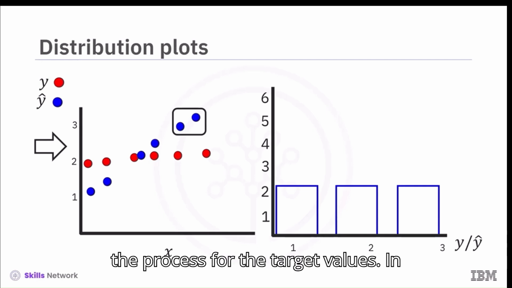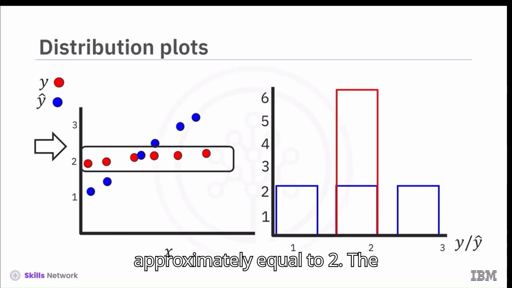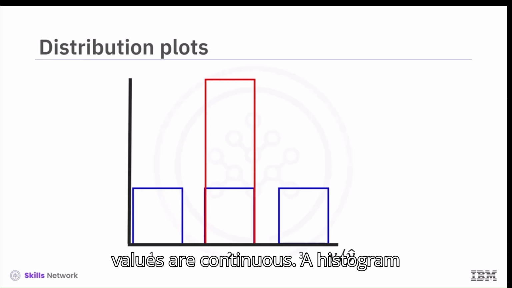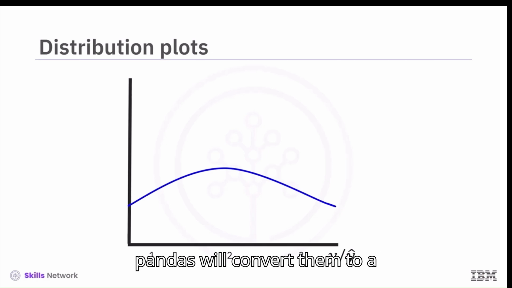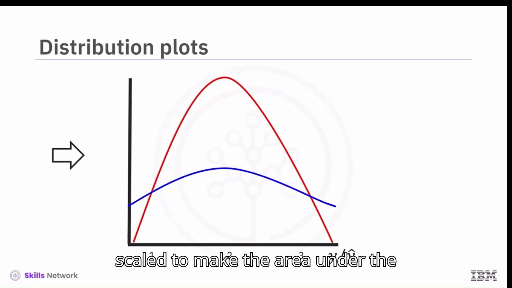Then we repeat the process for the target values. In this case, all the target values are approximately equal to 2. The values of the targets and predicted values are continuous. A histogram is for discrete values. Therefore, pandas will convert them to a distribution. The vertical axis is scaled to make the area under the distribution equal to 1.